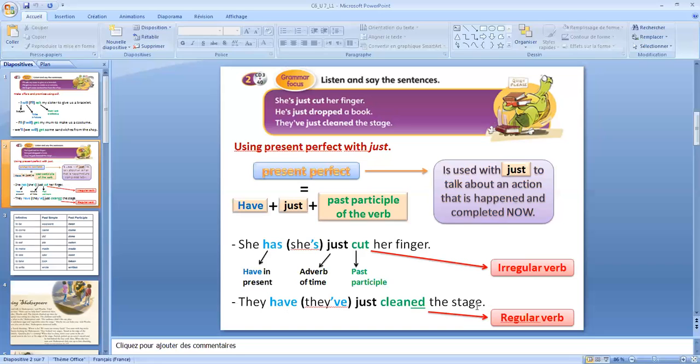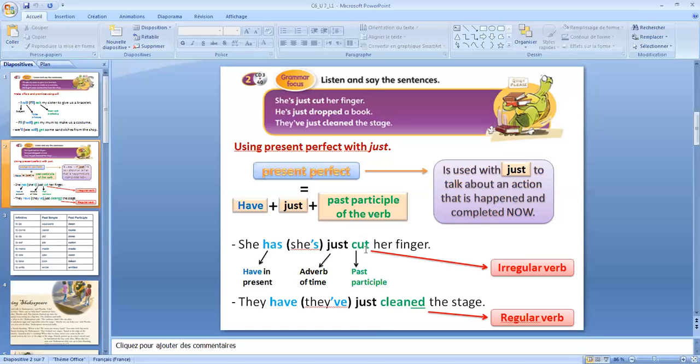For example, we see the stage, the place where we are, for example, playing plays or acting plays, like the theater stage. We have just cleaned the stage. They have, or they've just cleaned the stage. It means now. They have just cleaned now, and they completed this action.